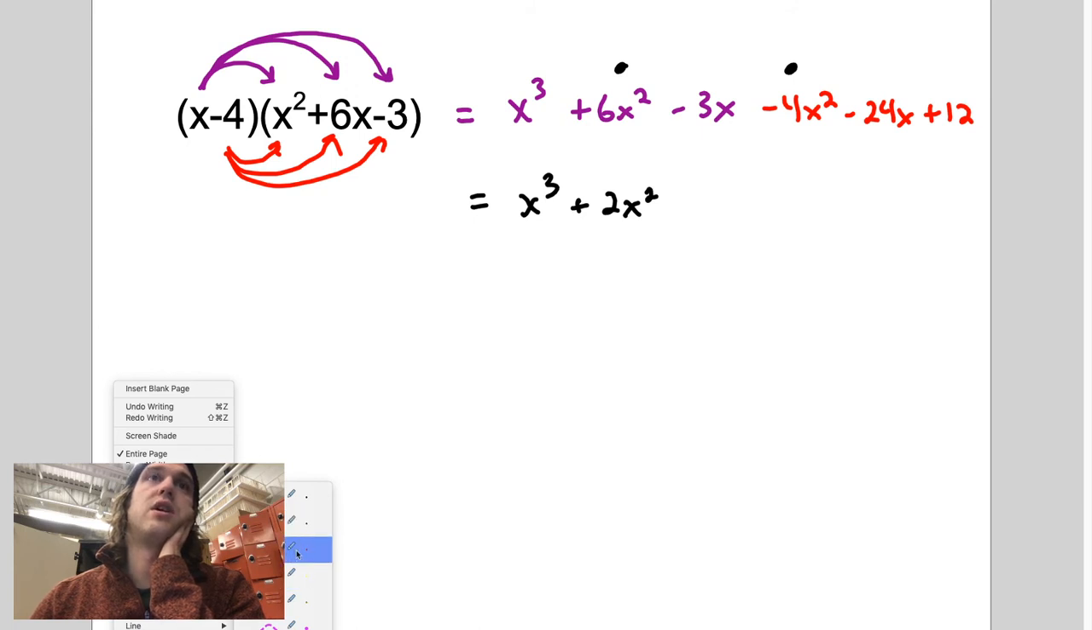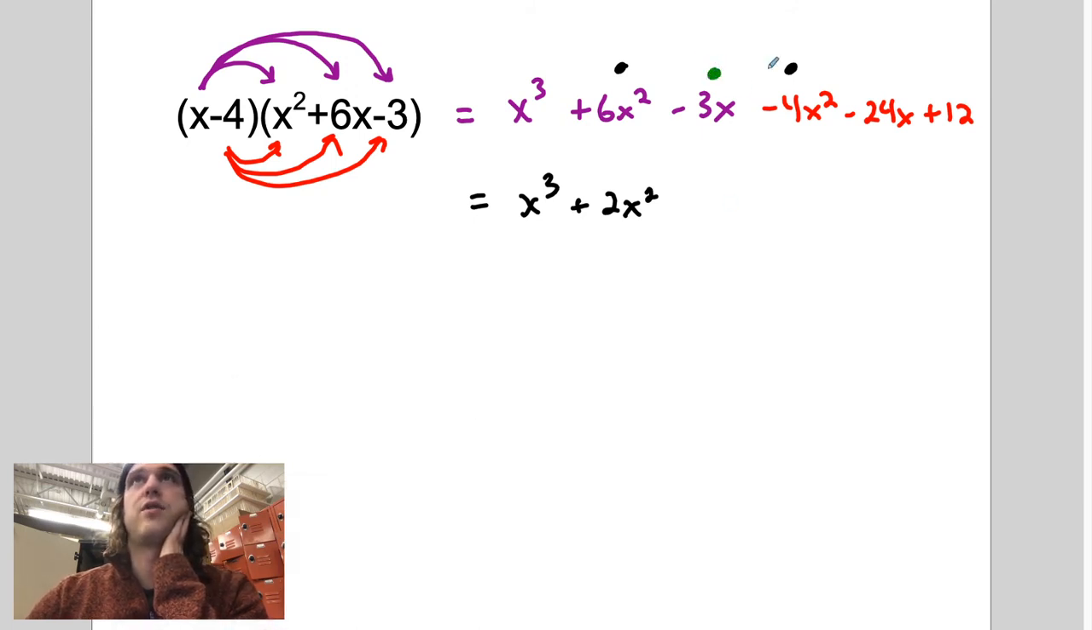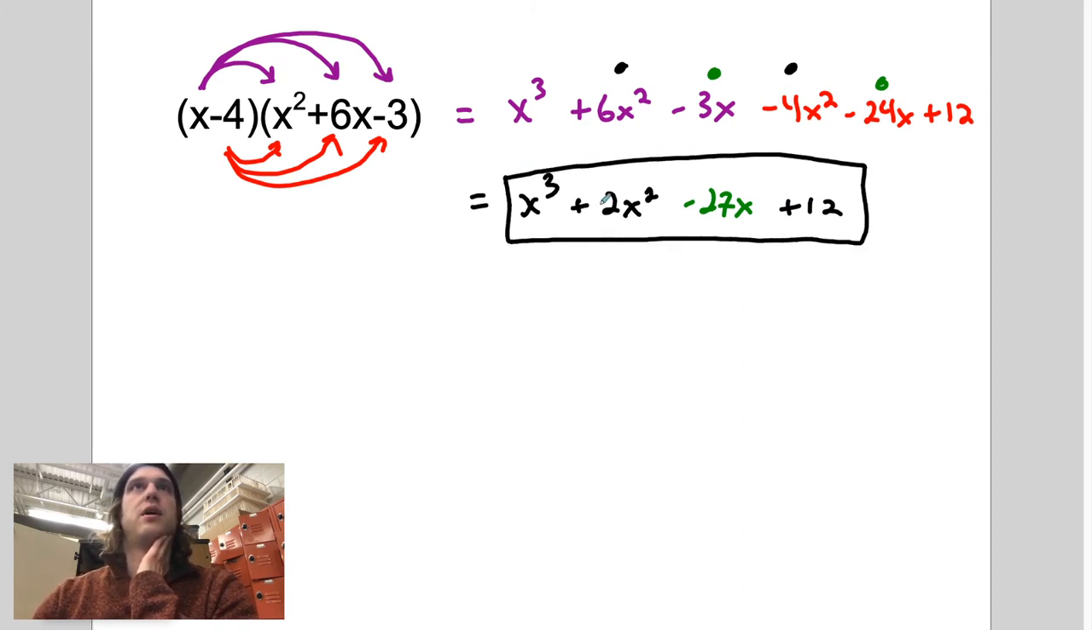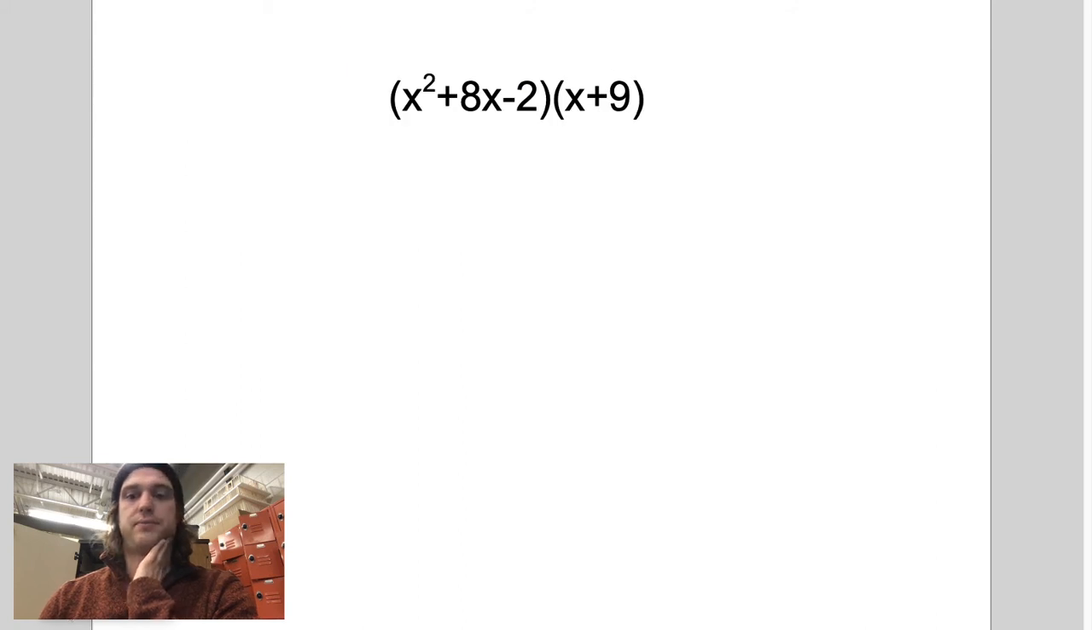All right, let's grab another color, and then x to the first, so right here. Let's see, negative 3x minus 24x is negative 27x. And then lastly is just our plus 12. So you can see those joining up there. Perfect. All right, that's our final answer there. So you guys can try this next one, and then take it away. The next one, you guys can try this one if you'd like. Give it a shot. Let me know what you get. We'll see what happens.